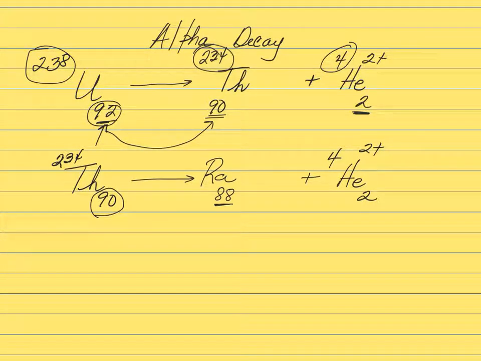Radium. What's going to happen to the mass number, Ms. Ramos? Okay, since 2 protons and 2 neutrons were leaving the nucleus, now the mass number is going to decrease by 4, 230.